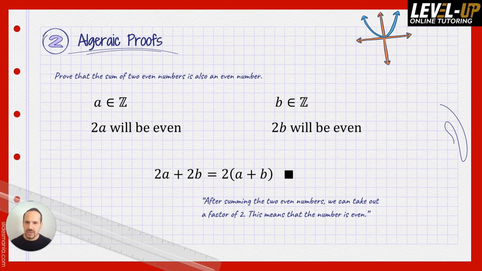So that's the key. What you want to do is take the numbers in question, write them algebraically, and then do the calculation and show what you're trying to prove there. So in this case, proving it's even means we need to be able to take out a factor of 2.